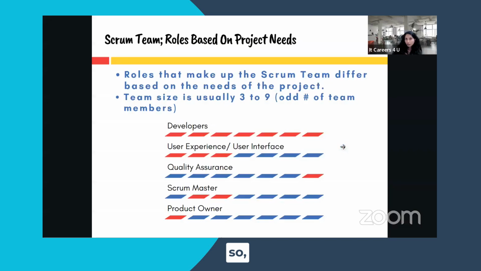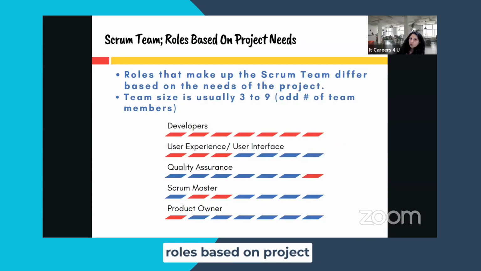All right, so roles based on project need, right? So the roles that make up the Scrum team differ based on the needs of the project. The typical size is usually 3 to 9. We generally try to keep it an odd number of people because in case we need to vote, then with an odd number you could at least have a winner.